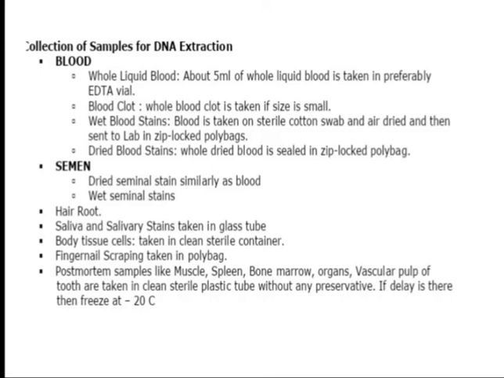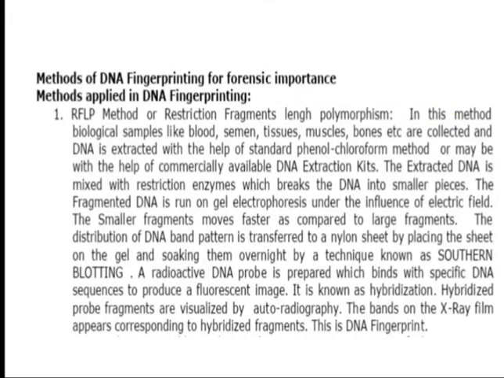You can collect the hair root, saliva and salivary stains in a glass tube. Otherwise, body tissue cells can be taken in a clean sterile container. Then fingernails, if there, then fingernail scrapings are taken in a polybag. Post-mortem samples like muscles, spleen, bone marrow, organs, vascular pulp or tooth are taken in a clean sterile plastic tube without any preservatives. If there is a delay, then freeze at -20°C. If not, then it will undergo decay.